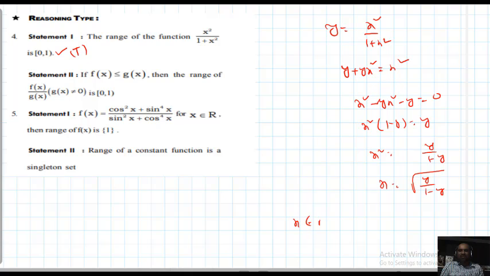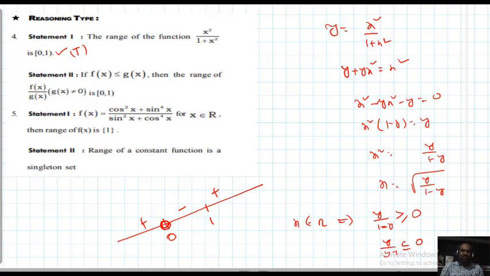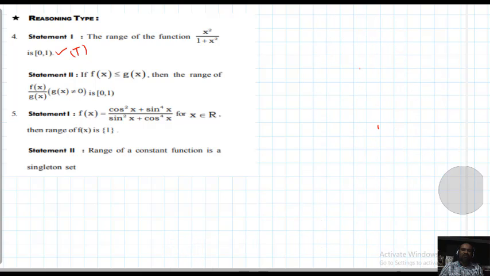Okay, x is a real number, which implies y by 1 minus y should be greater than or equal to 0, or y by y minus 1 should be less than or equal to 0, because I don't like negative symbols in front of y. So use the sign scheme, Wavy Curve method: 0, 1, plus minus plus. So 0 will satisfy, but 1 won't satisfy because of the denominator. So I can say y belongs to closed 0 to open 1. This shows that the range of the function is closed 0 to open 1. That's why statement 1 is true.